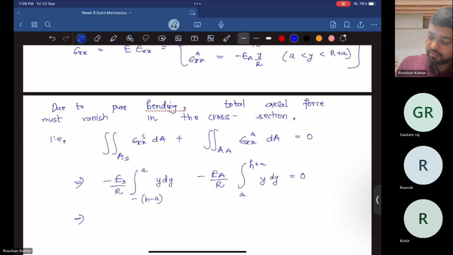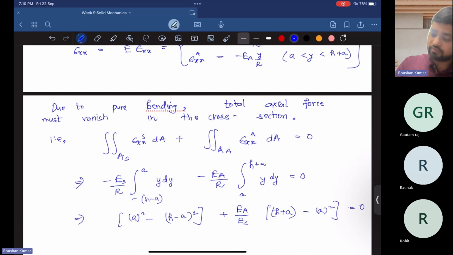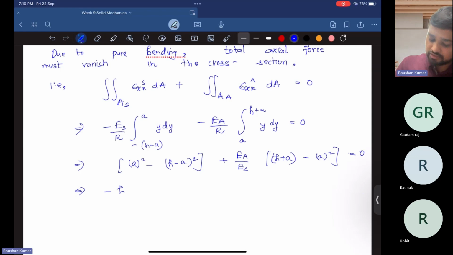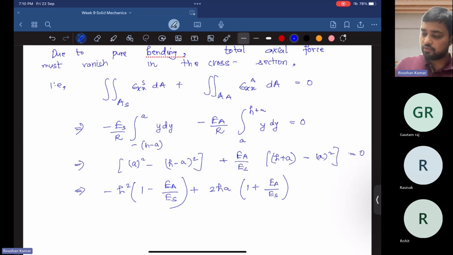So it finally becomes, if we divide both the sides by ES, minus a square minus h minus a whole square plus EA upon ES times h plus a whole square minus a square equal to 0, which finally becomes minus h square times 1 minus EA upon ES plus 2HA times 1 plus EA upon ES equal to 0.